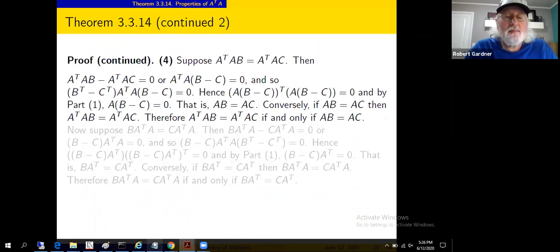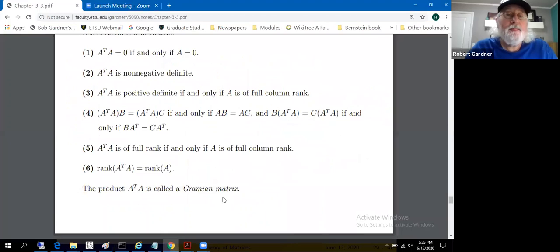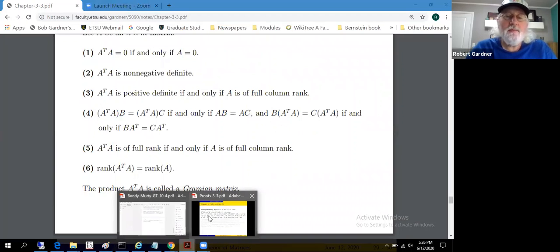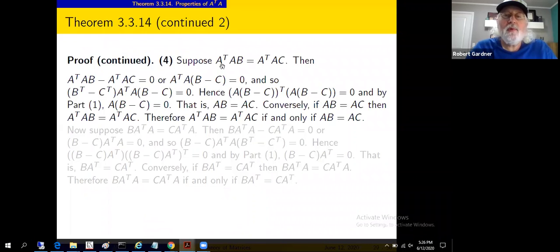Next, part 4. Okay, so let's see. We want to take the Gramian product, multiply on the right by 2 matrices, and show we get this relationship here. Multiply on the left by 2 matrices, and show we get this relationship here. Suppose we've multiplied on the right, and we get that equality.